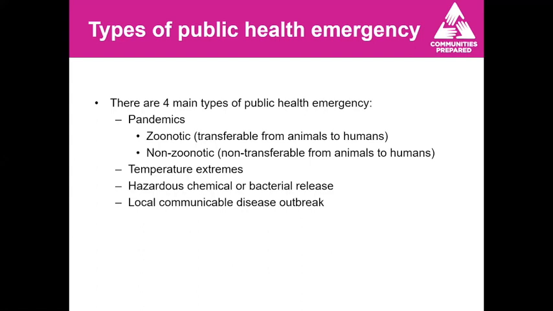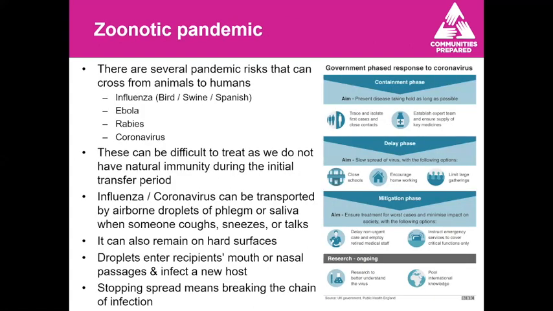So just to quickly go over what those are. Pandemic risks that can cross from animals to humans. Influenza being one, either bird flu, swine flu, Spanish flu, we're all hopefully familiar with those. Ebola, if you remember that from a few years ago. Rabies is another one, and coronavirus, which is what we're facing at the moment. These can be difficult to treat as we do not have natural immunity during the initial transfer period, which is what we're finding at the moment.